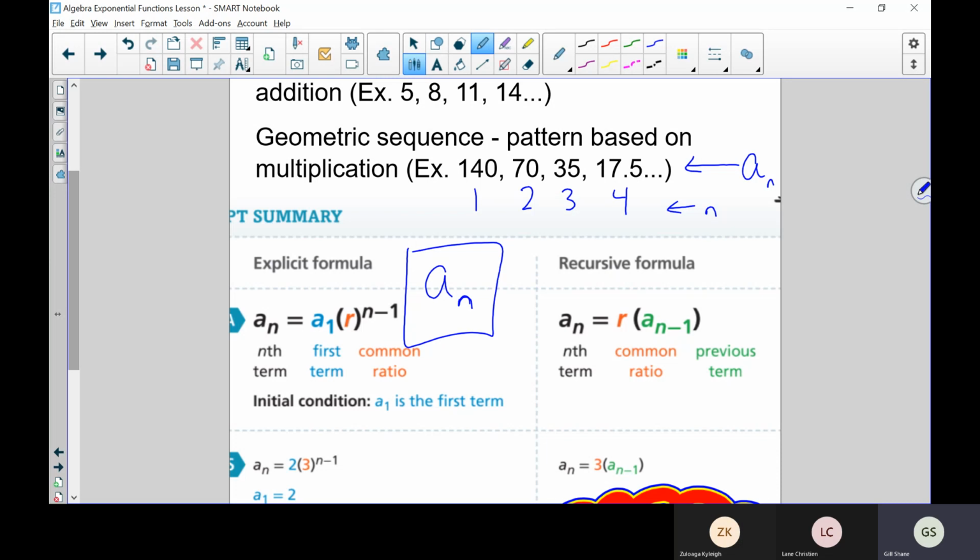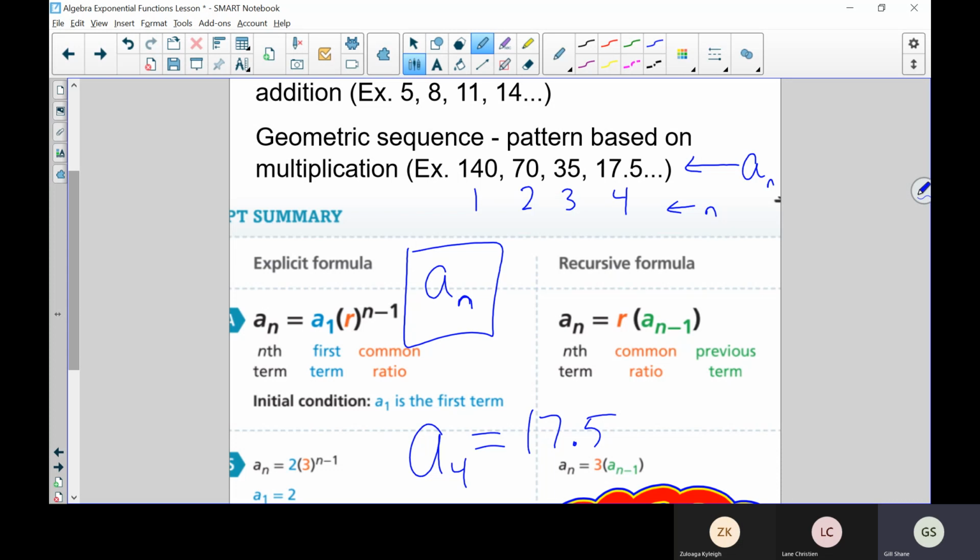If I ask you this question though, what is that number? A in the fourth position. So what's the number that's in the fourth position? 17.5. That makes so much sense. It's just 17.5. The n just tells you where you are.